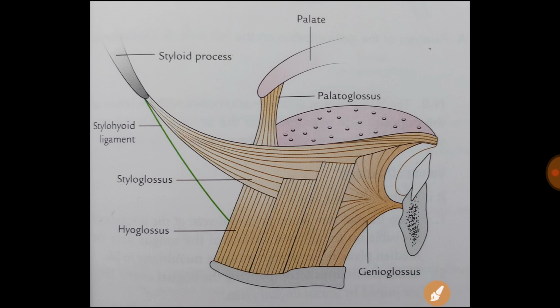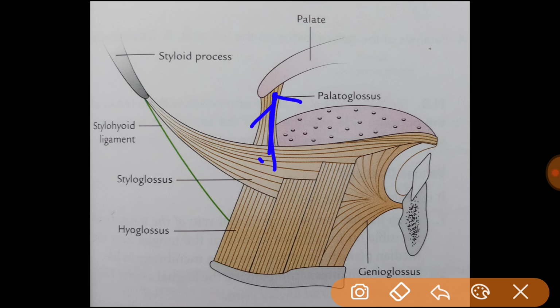Next is the palatoglossus. This is the palatoglossus, so it pulls up the tongue to the upper side. This is the action of the muscles of the tongue, and there are many more things in the anatomy. Due to time limitation, I can't describe everything, but I want to describe as much as possible so that you can easily understand and appreciate it.